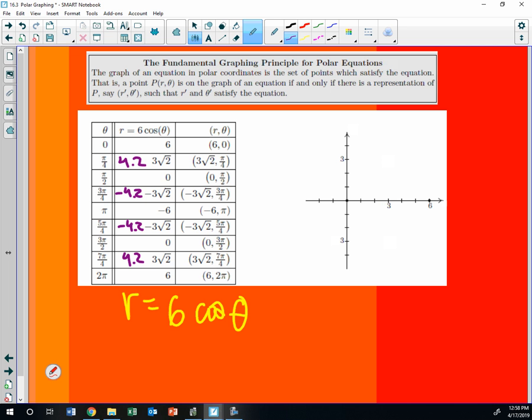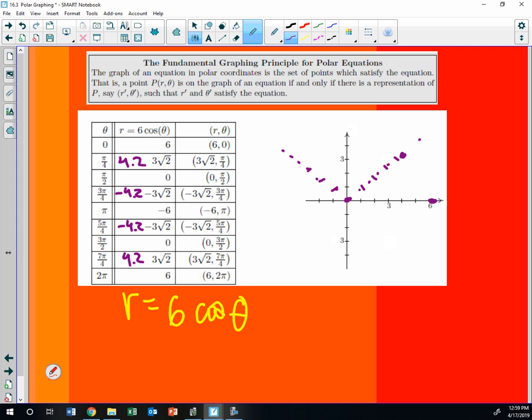So the next thing we're going to do is we're going to sketch this from these coordinates. So for the first one, you're going to start at 0 and go out 6. So the second one, we're going to go at an angle at pi over 4, and we're going to go 1, 2, 3, 4.2, about right here. Pi over 2, we're going to go up 0, which is weird. But 3 pi over 4, I'm going to go out 4.2.